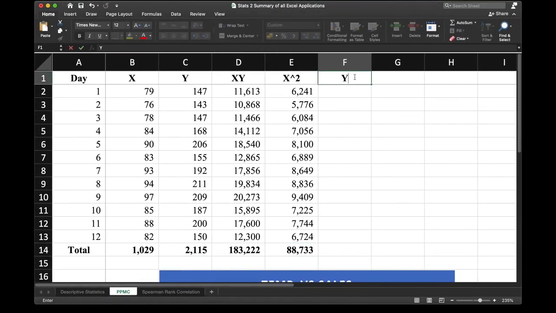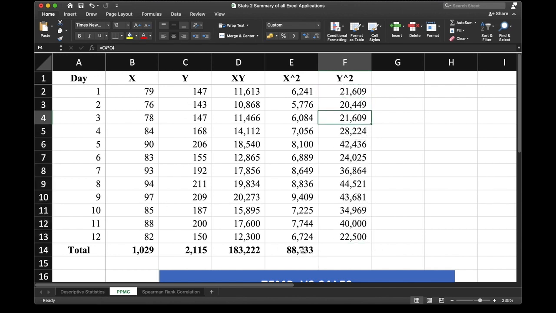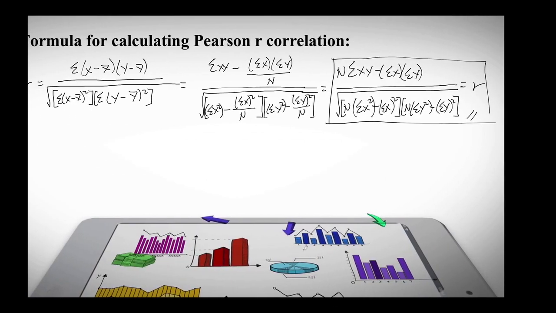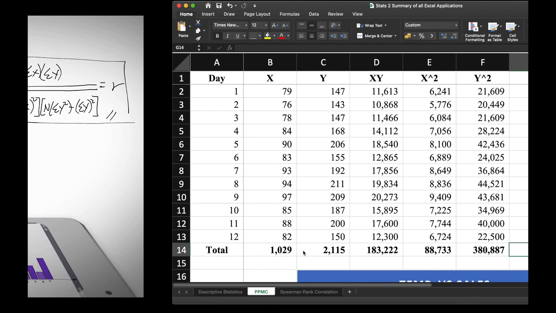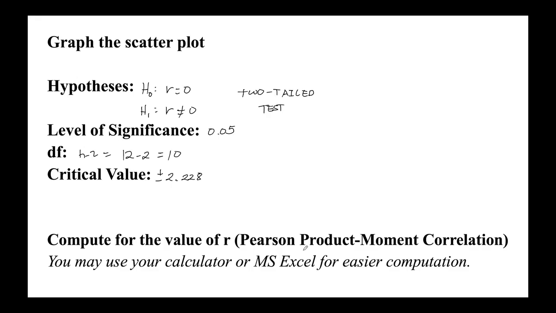So, let's start computing the y squared first. So, this is y multiplied to y again. So, 147 multiplied to 147. Multiplied to itself lang. Then, copy-paste ulit, and get the sum, since ito yung formula nito is sum na. So, ipon natin siya. Copy-paste. Okay, so madali lang. Ayan na, meron na tayong data ng lahat. We can now actually proceed sa computation. So, let's have our computation here.